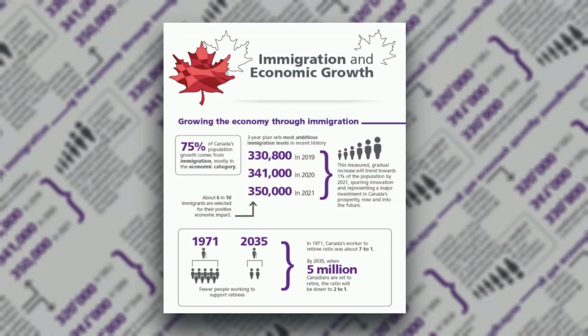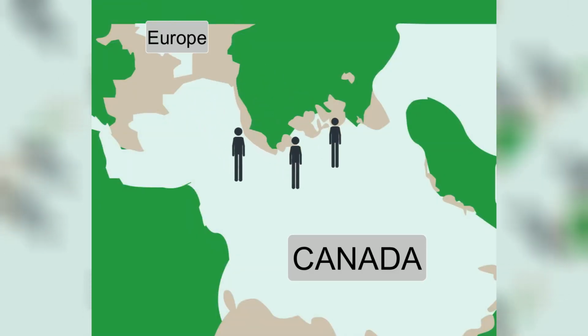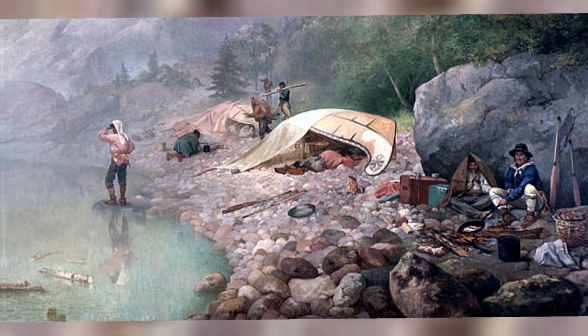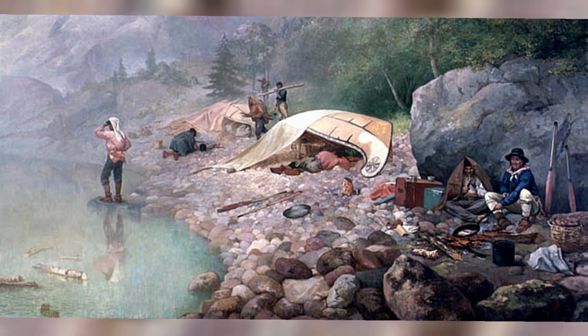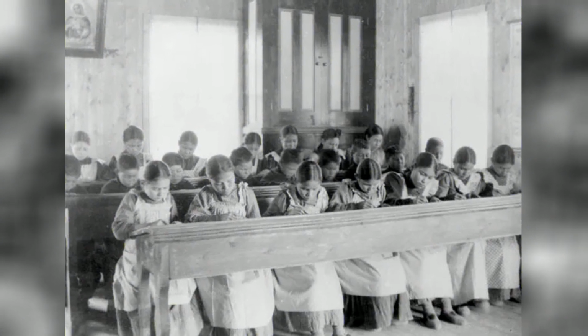This economic growth led to increased immigration to Canada, with large numbers of people coming from Europe to settle in the country. This economic growth era was, however, marred by some periods of darkness in Canada's history. One of these periods was the Canadian residential school system.